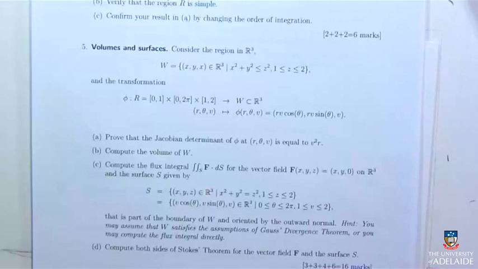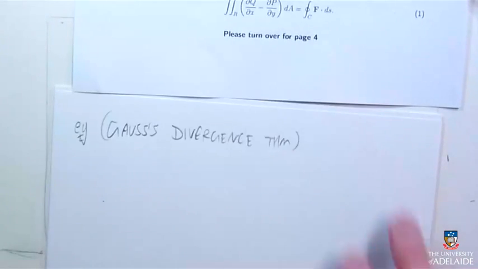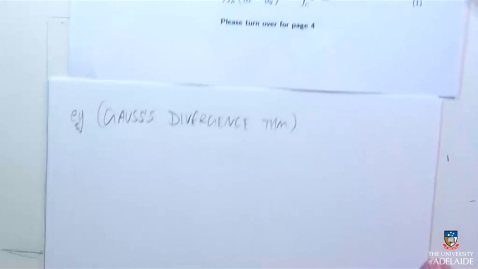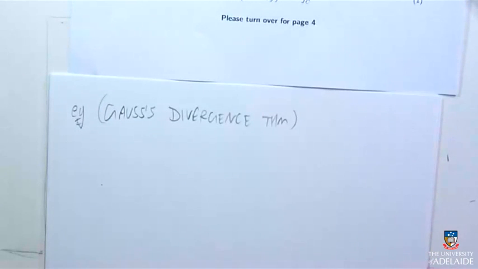Compute the volume, compute the flux integral for that vector field. Hence, you may assume that W satisfies the assumptions of Gauss's divergence theorem, or you may compute the flux integral directly. So that flux integral is a surface integral. Okay, cool. Well, we'll do the volume one first, and I'll see if I have time, and I'll do the surface one again.